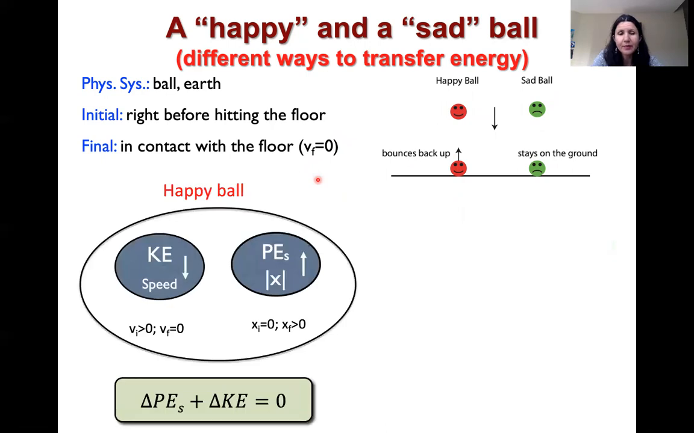So what's happening with the happy ball? Well, the kinetic energy goes down from right before it hits the ground. It has kinetic energy, and when it's turning around, as it's touching the floor, its kinetic energy is 0. But then how is that energy being transferred? What's allowing it to bounce back up and gain mechanical energy again is, in this case, because the ball is elastic, it's able to compress.